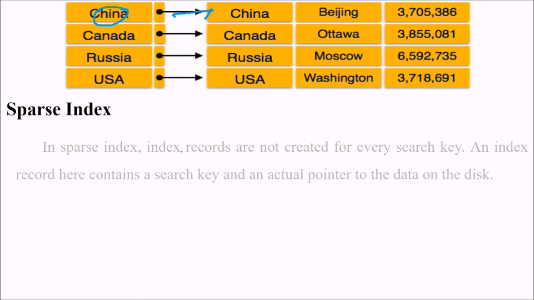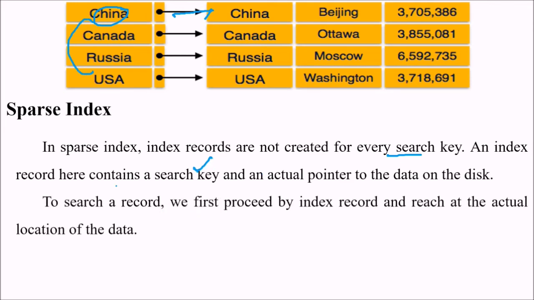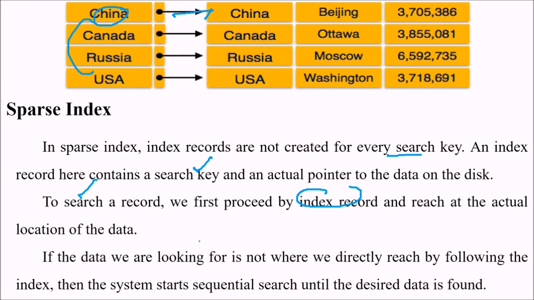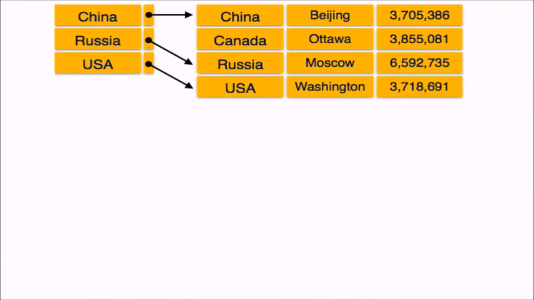And what about the sparse index? In a sparse index, index records are not created for every search key. An index record here contains a search key and an actual pointer to the data on the disk. To search a record, we first proceed by the index record, and then we reach the actual location of the data. If the data we are looking for is not where we directly reach by following the index, then the system starts a sequential search until the desired data is found. Like this, there is nothing for Canada here.